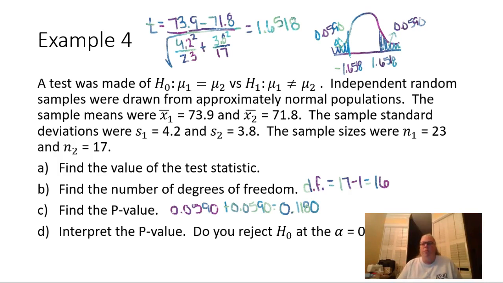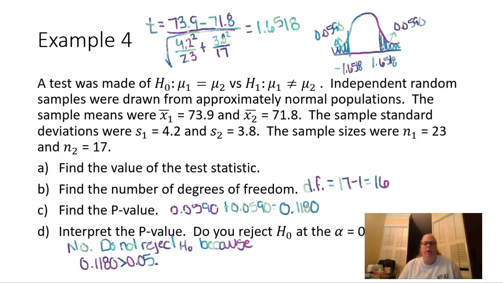Part D, we're going to interpret that p-value. Do we reject the null hypothesis at the 0.05 level? Well, no. We're not going to reject the null hypothesis because the p-value that we found is actually greater than the alpha value that they gave us. And there's our statement right there. No, do not reject the null hypothesis because 0.1180, which is our p-value, is greater than 0.05, the alpha value.